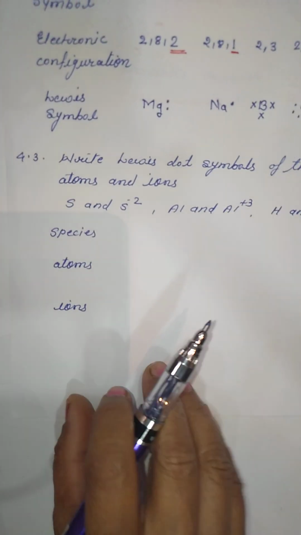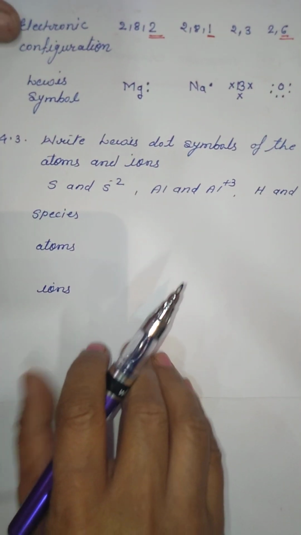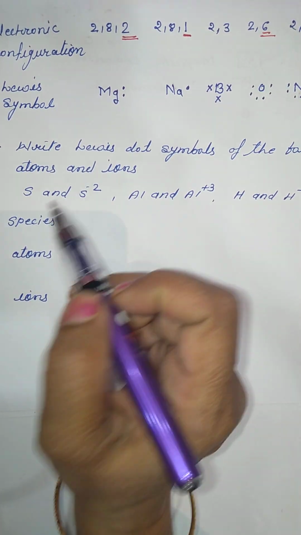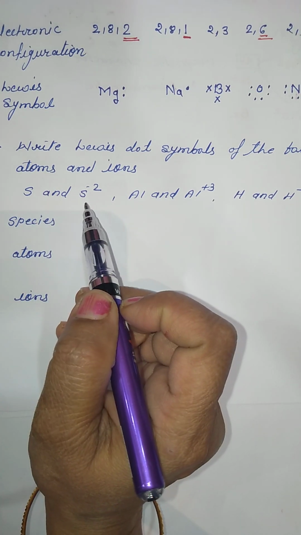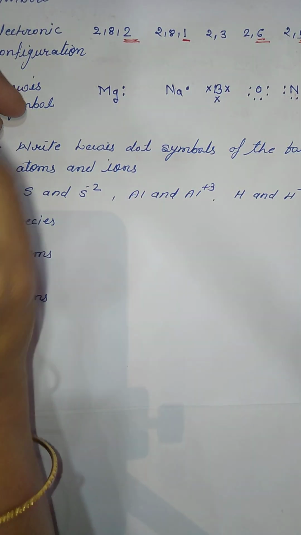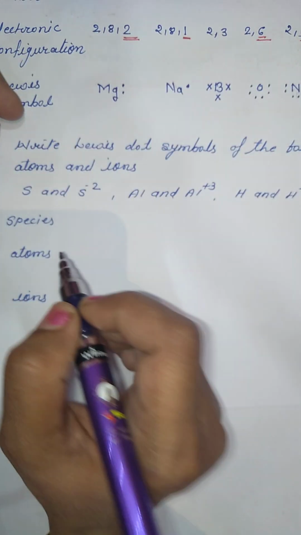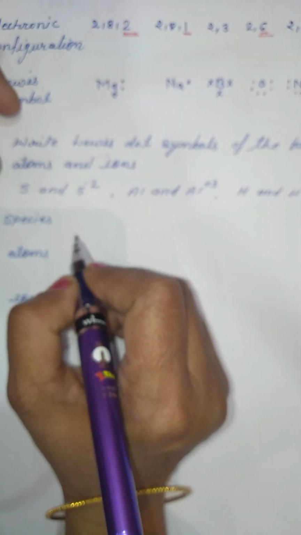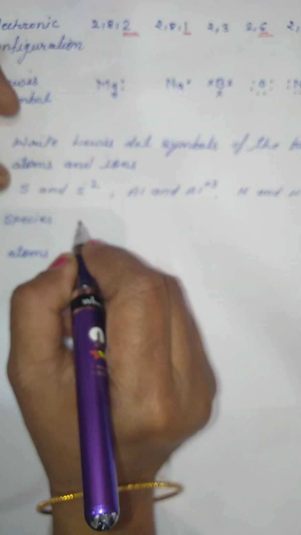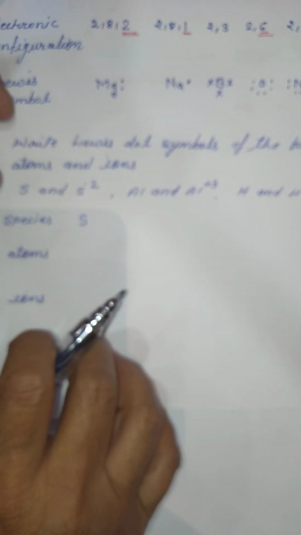Now the next question. What is the next question given? The next question is to write the Lewis dot structure, again, of the atoms and ions. Here atoms are given and their respective ions are given. Okay? So the above method only we will follow. What we will do? We will write the species. Okay? So here it is given sulfur atom. So here is sulfur, so sulfur in the form of element.